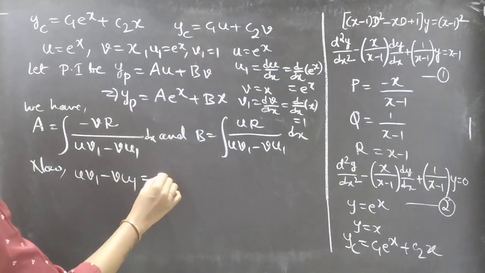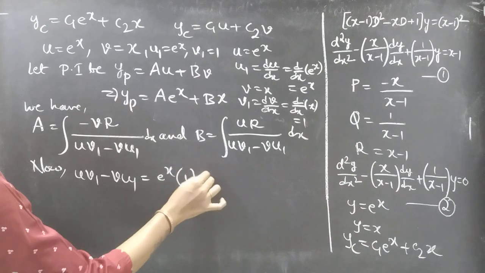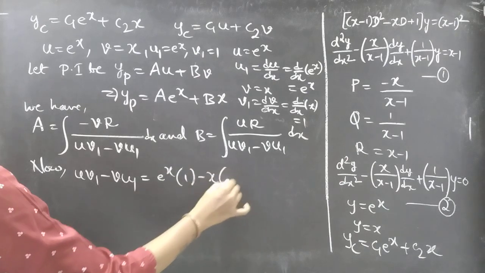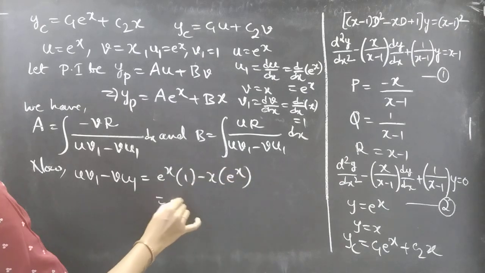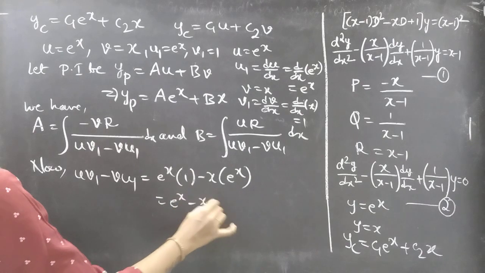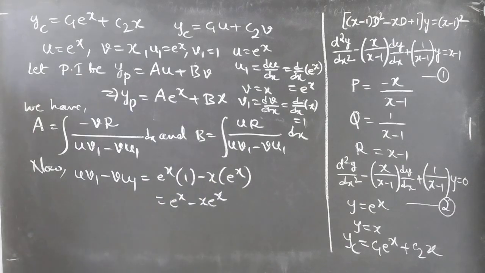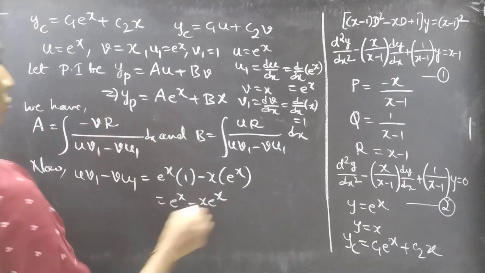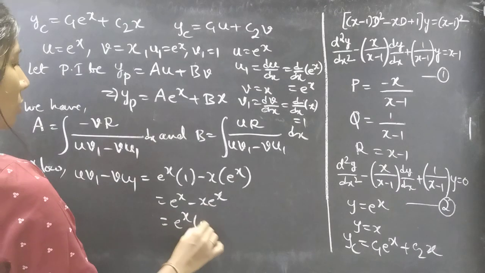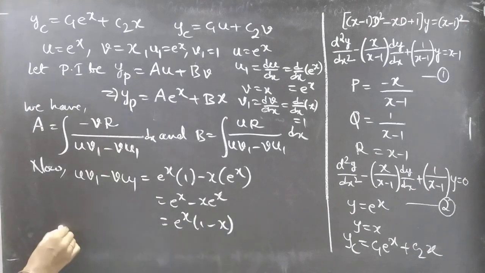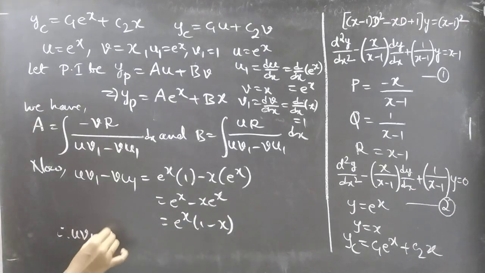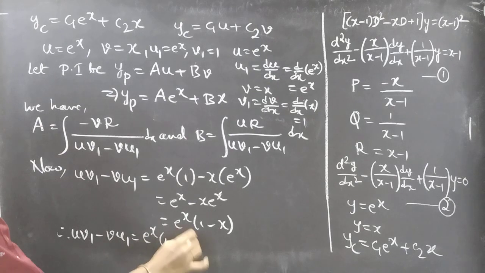Now let's find this. We'll have e power x into 1 minus x into u1, e power x, which equals e power x minus x into e power x. Now take e power x common from these two terms. We'll get e power x times 1 minus x. Therefore uv1 minus vu1 equals e power x into 1 minus x. Now we can find a and b.